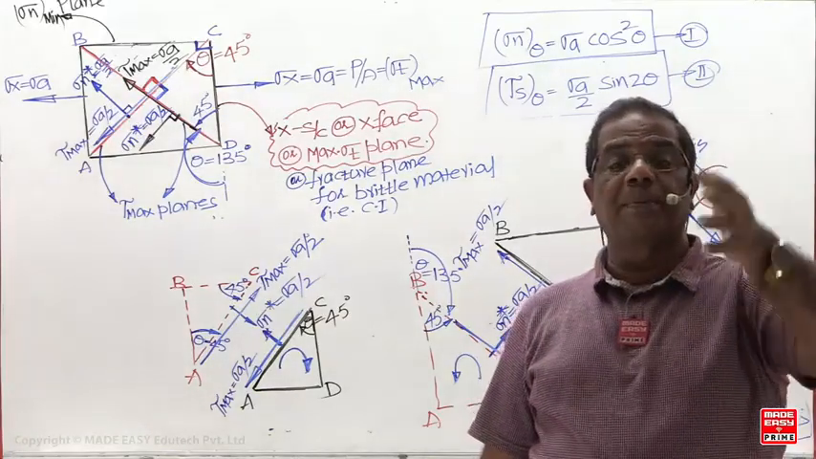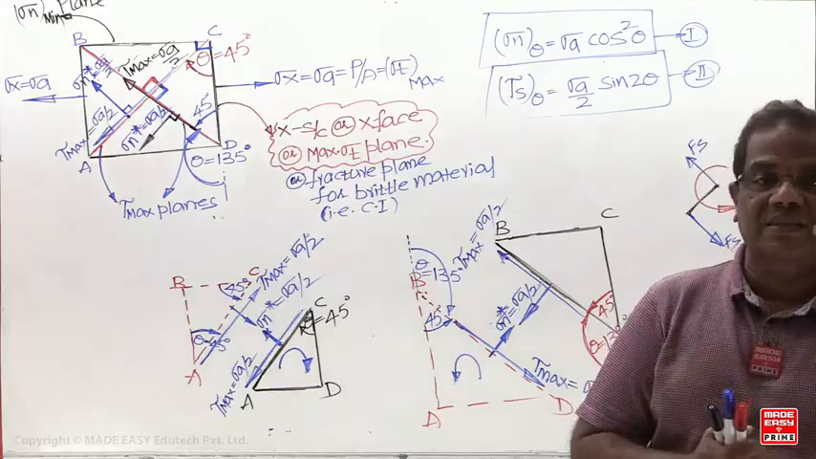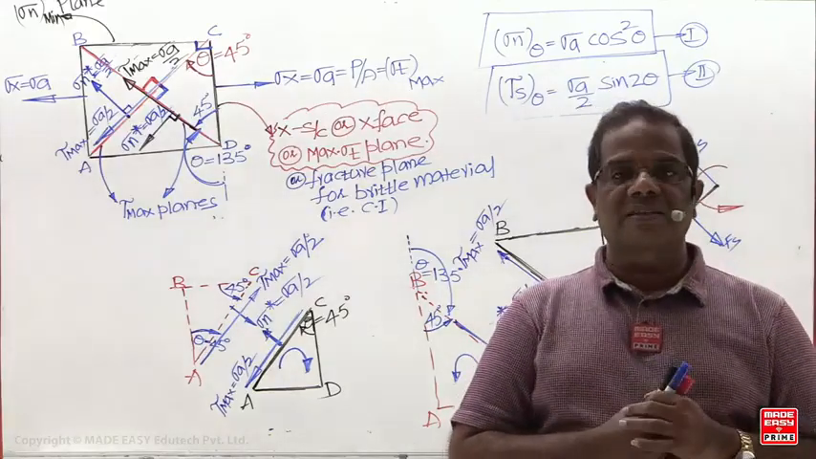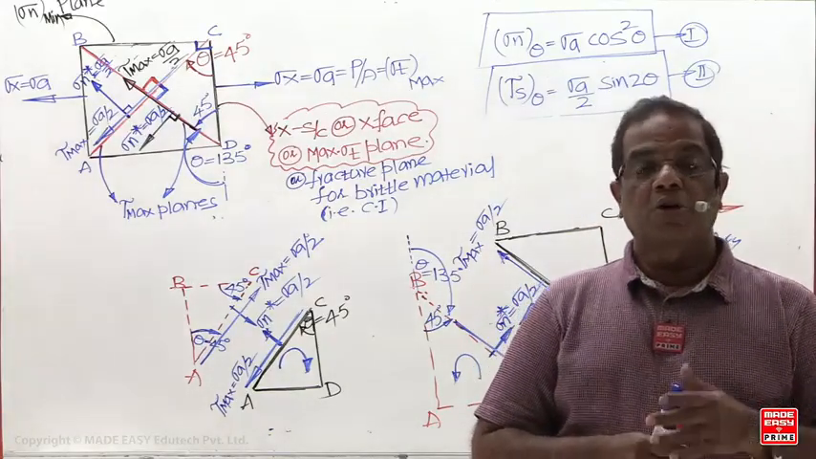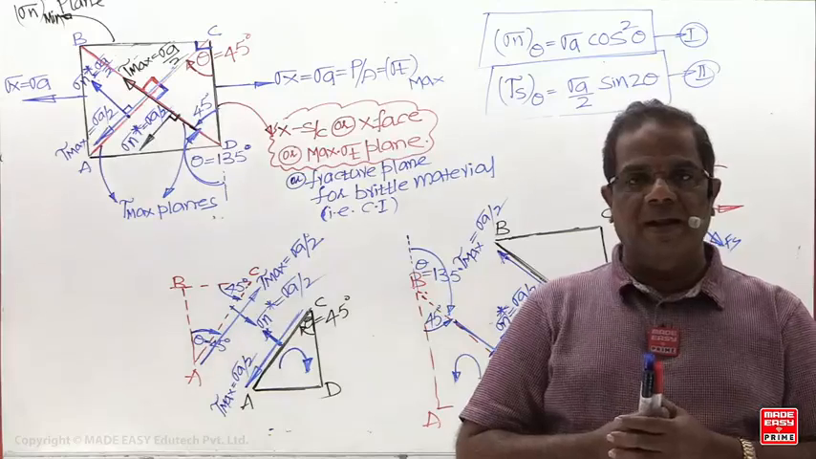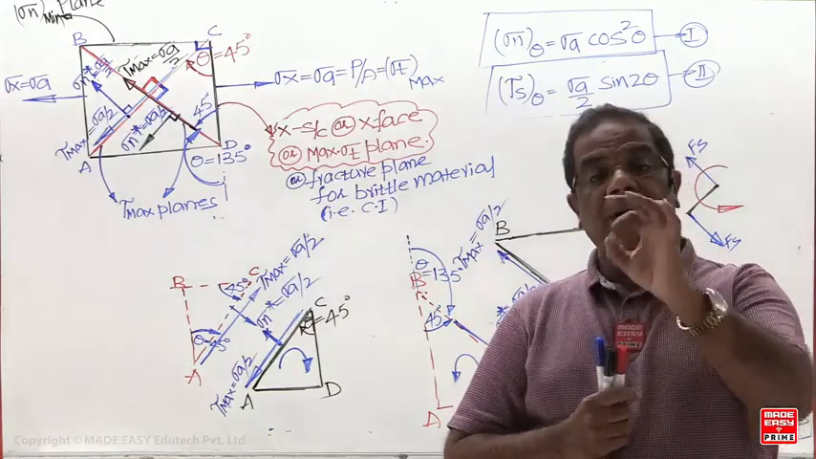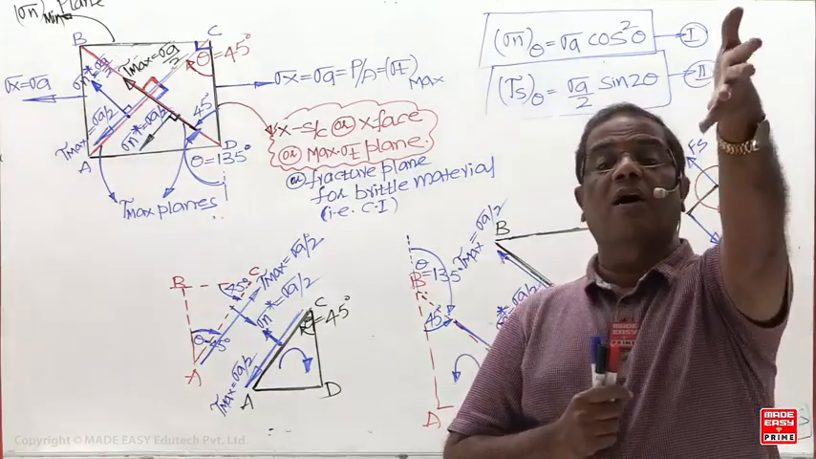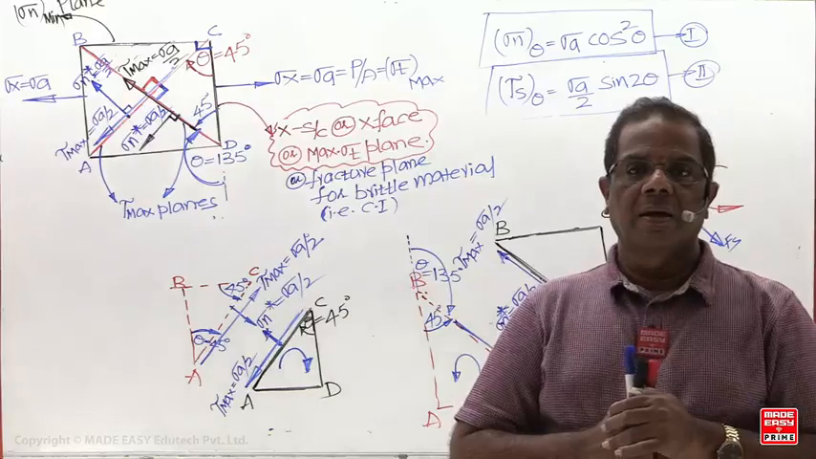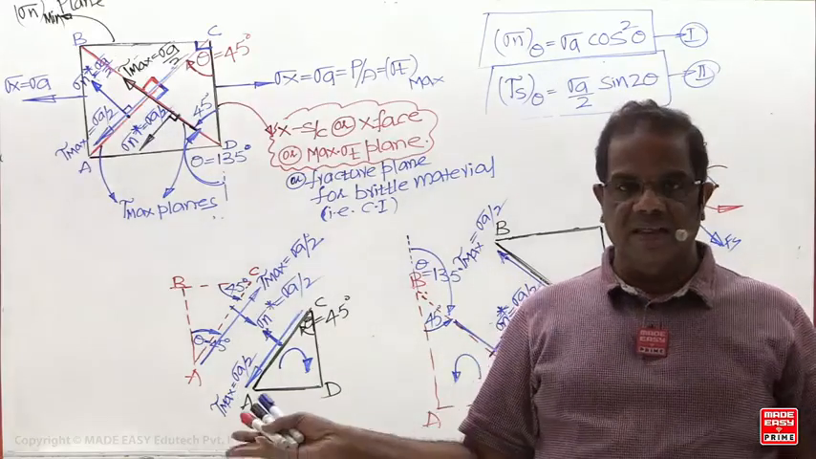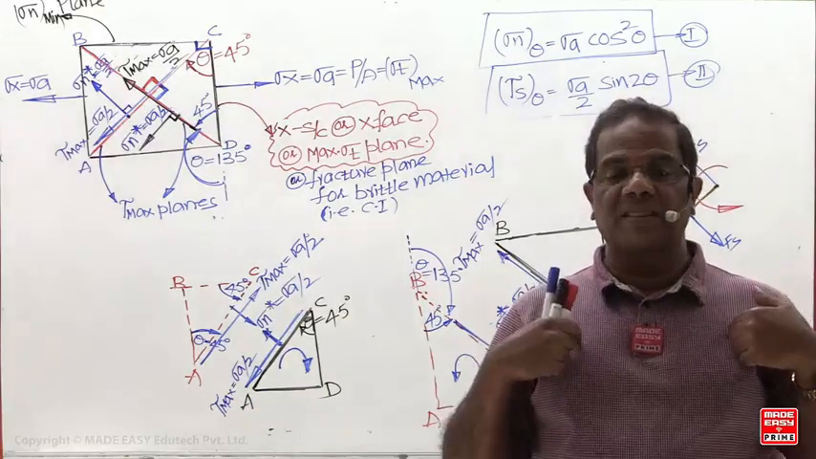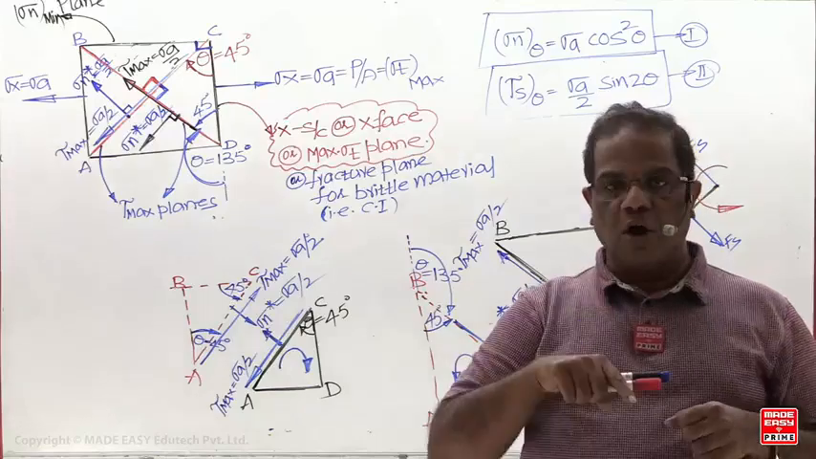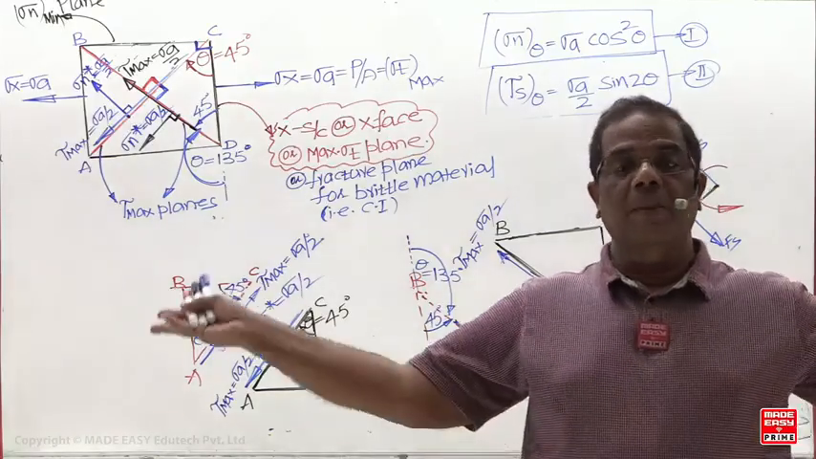So principal planes are always mutually perpendicular. What is the other name for principal plane? Complementary normal stress plane. Tau max planes are always mutually perpendicular. But remember, principal plane and tau max planes are always at 45 degrees. Means if I know one principal plane or one tau max plane, I will get all the remaining planes.